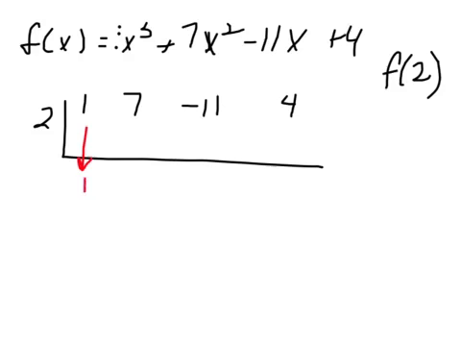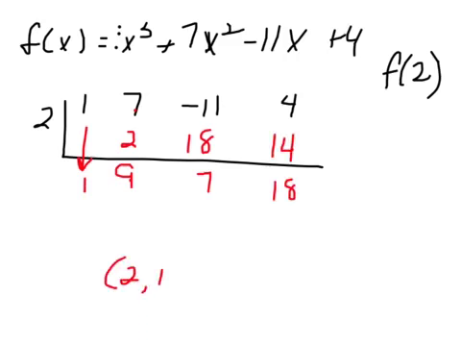Drop down your 1. 2 times 1 is 2. 7 plus 2 is 9. 2 times 9 is 18. Negative 11 plus 18, same thing as 18 minus 11, that's 7. 2 times 7 is 14. 4 plus 14 is 18. Now I can tell you that if I plug 2 into that function, the y value will be this number on the end, 18. Pretty cool.